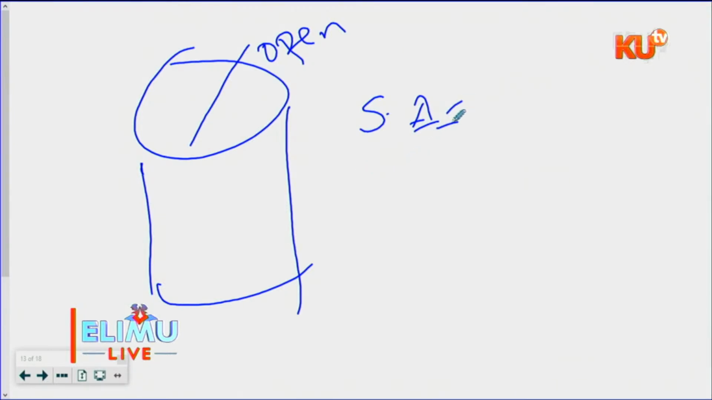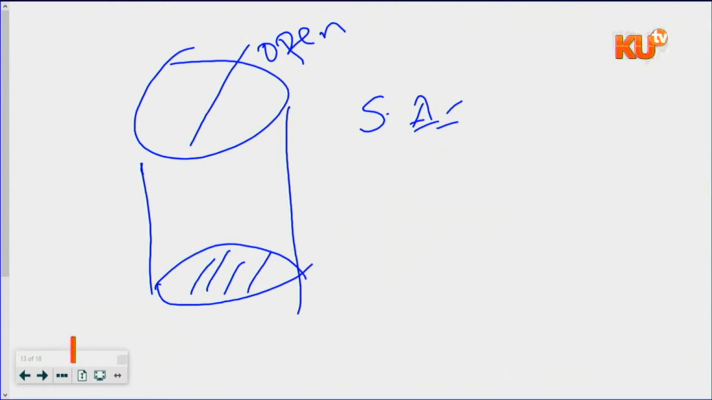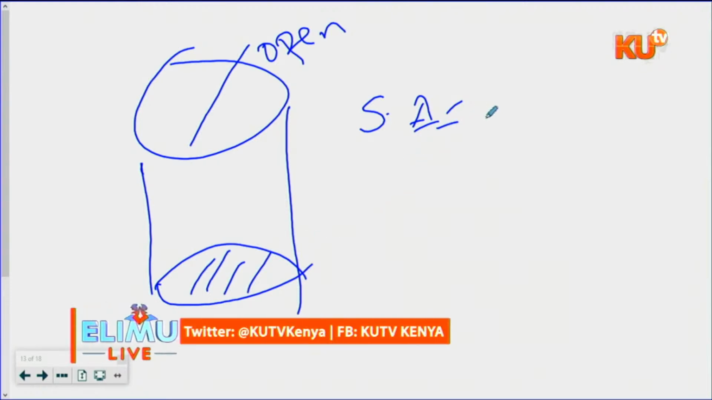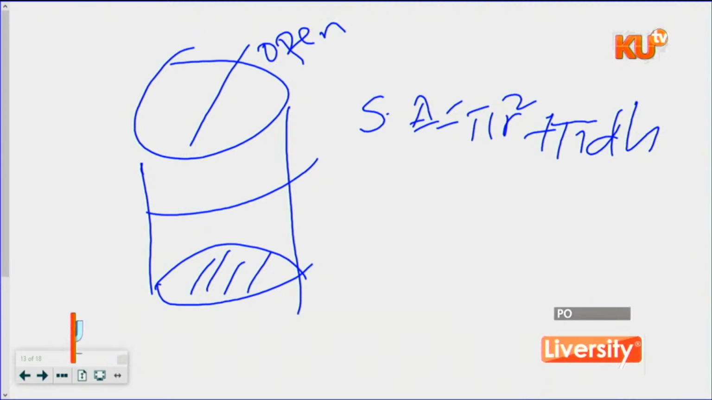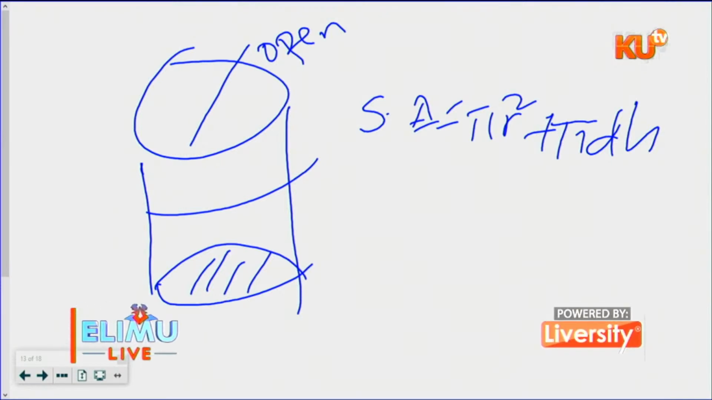the area of the bottom. This is our bottom. The area of the bottom, which is a circle, so we say pi r squared, plus the area of the curved part, which is pi d h. Area of the bottom, pi r squared, plus area of the curved part, pi d h.